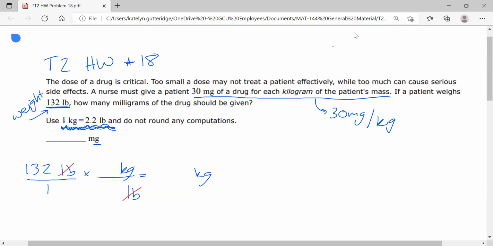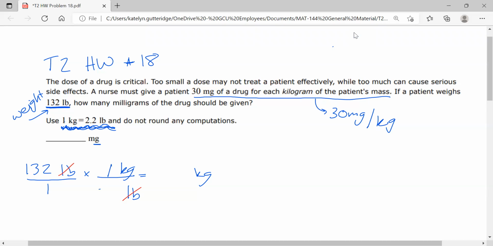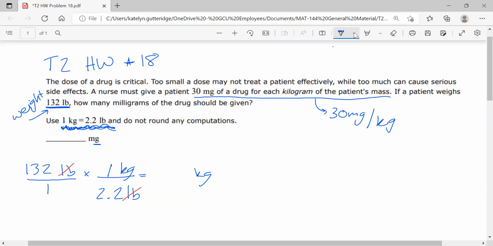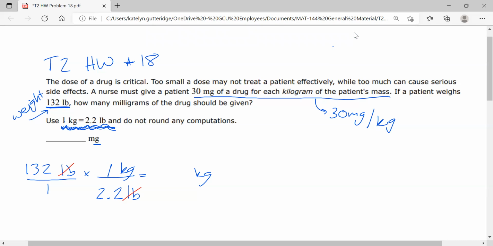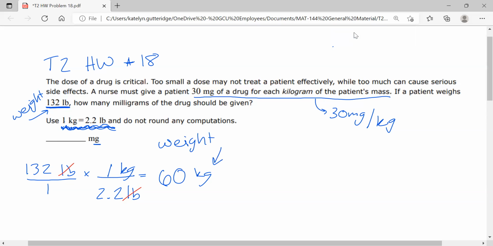After we line up the units so the pounds are canceling, we're going to match the numbers from the conversion factor. 1 kilogram, so I'm going to put the 1 with the kilogram, and then 2.2 pounds, so the 2.2 in the denominator with the pounds. So that means to convert the 132 pounds to kilograms, I need to take the 132 times 1 over 2.2. So when you do this, you should get 60. So the weight of our patient in kilograms is 60. So this is our new weight matching the units of our rate.